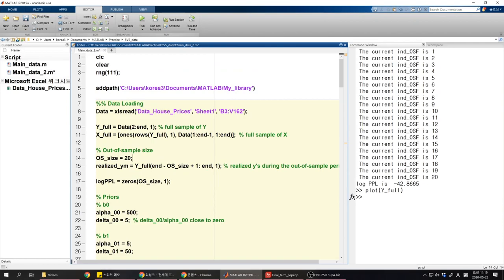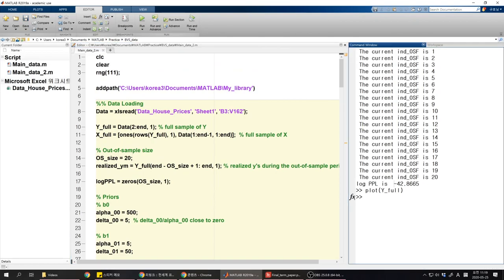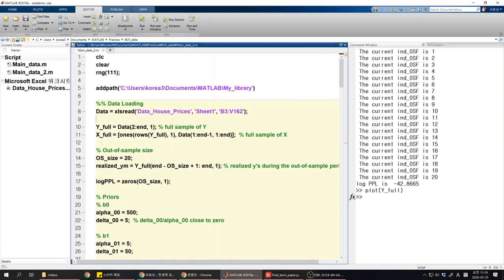Here, please remember this value, minus 42. And you can remember the figure, right? Okay, let me run this again.